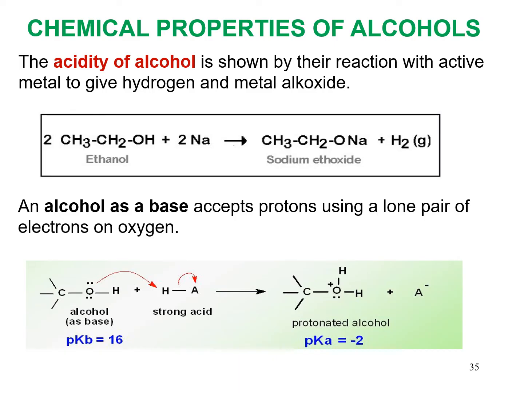The chemical properties of alcohol. Alcohol can act as an acid when it reacts with an active metal to give hydrogen and metal alkoxide, as shown in the reaction. When ethanol reacts with sodium metal, it's going to form sodium ethoxide. So in this case, it's reacting as an acid because it's releasing a proton. There's an exchange of proton and metal. So that's why we are calling it alcohol acting as an acid. As a base, alcohol is going to accept a proton, like Bronsted said, forming a protonated alcohol. In this case, alcohol is acting as a base.